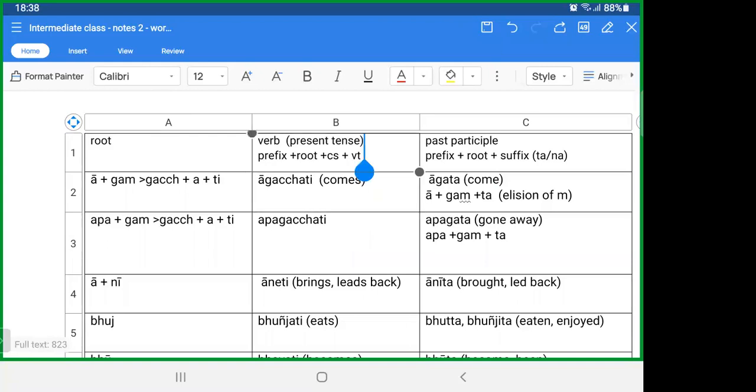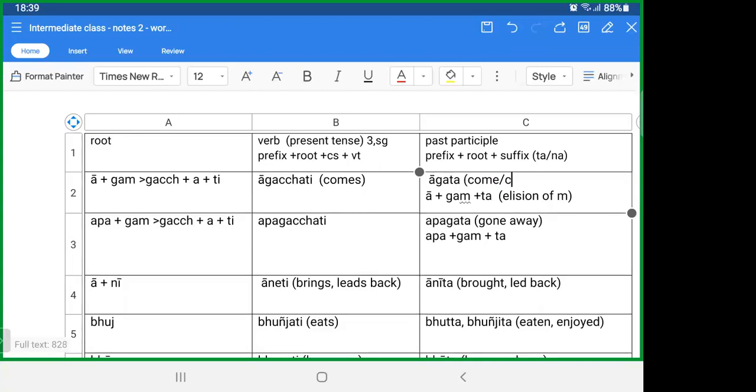So all these are third person singular, all right? So here comes or came, right? Sometimes, if you want, we can translate as a past tense, so we can put came also, right? So we finished the first one. Now the second one, apagachati. We already studied the prefix apa. Apa means go away. So here is go away, right? Or goes away.